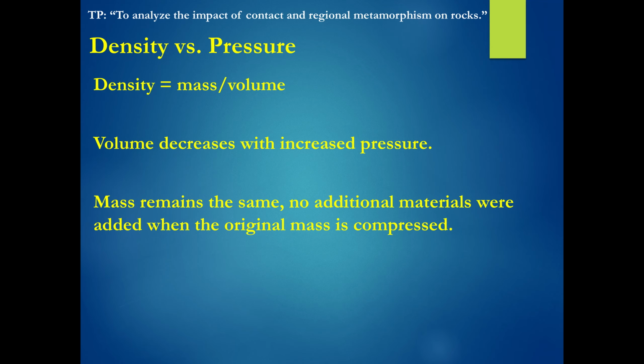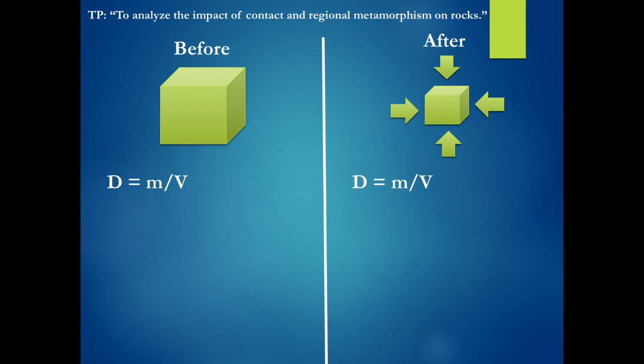Alright, so I'm going to give you a little demonstration here. Now in your guided notes, you have boxes covering this. You're going to fill this in. So before, we have D equals M over V, right? Mass over volume. So let's do an easy example. Let's say the mass is 8 grams and the volume is 4 centimeters cubed. Alright, so 8 over 4 will give us a density of 2 grams per centimeter cubed.